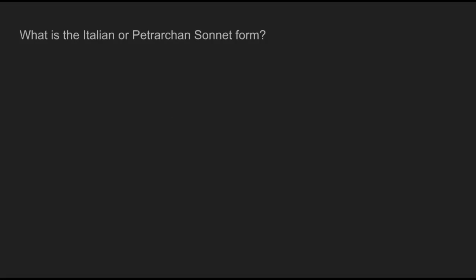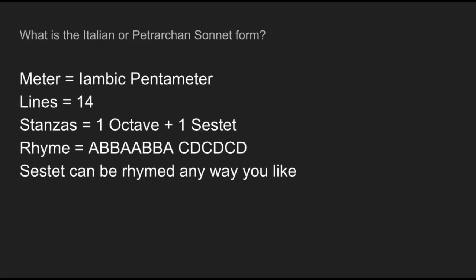What about the Italian or Petrarchan sonnet? Well, again, iambic pentameter, 5 heartbeats, plus 14 lines, except this time it's organized with 1 octave. That's 1 8-line stanza, and then 1 sestet, a 6-line stanza.